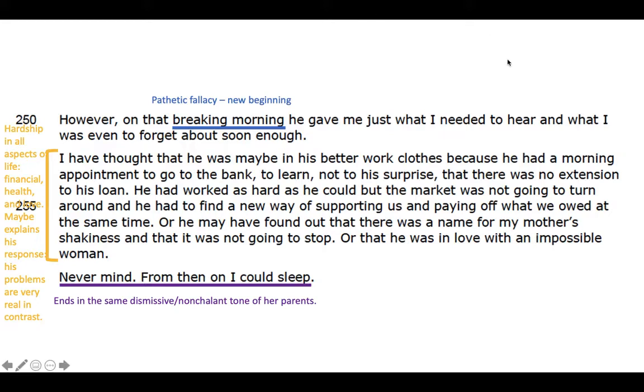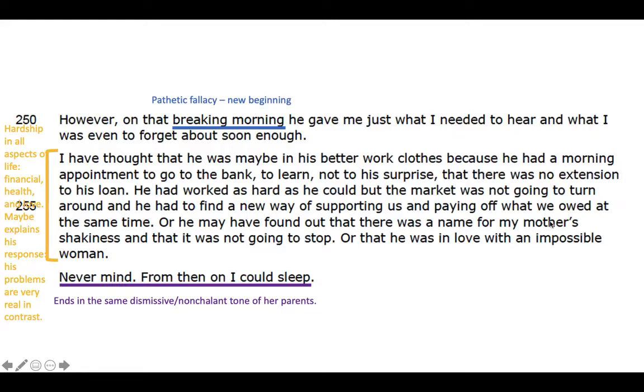So there's a number of things there. She's starting to think about, well, what was going on in his life at the time? He wasn't in his normal overalls, so he was probably going to the bank. He had financial issues. His loan wasn't going to be extended. He was going to have to find a different livelihood because it wasn't enough to support the family. Later on, they're going to find out his wife has Parkinson's disease. At least that's what's being alluded to by talking about her shakiness. And then it says that he was in love with an impossible woman.